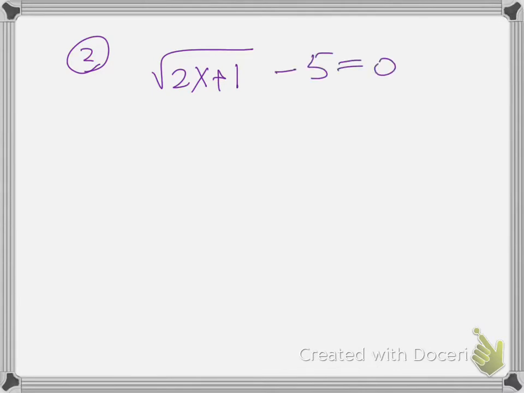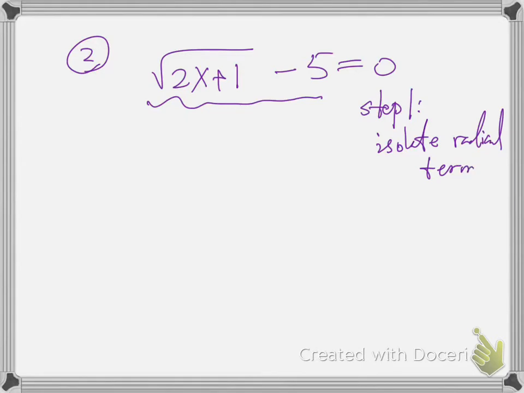So a little bit harder example. Number 2: square root of 2x plus 1 minus 5 is 0. In the beginning, you cannot use the second power to cancel the radical sign, because you have two terms together on the left. So step 1: isolate the radical term. We have to move or cancel this negative 5.